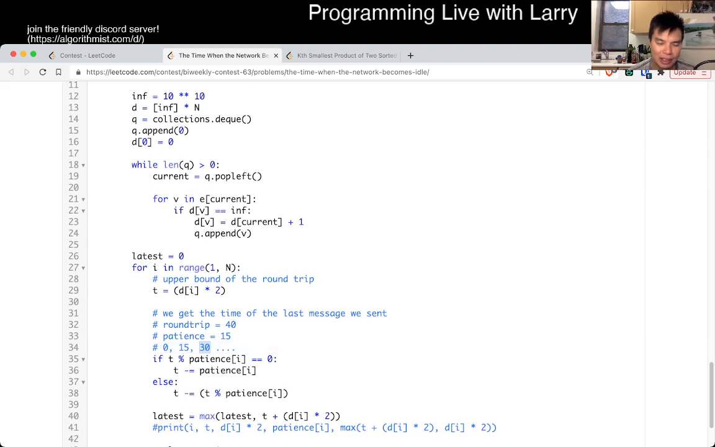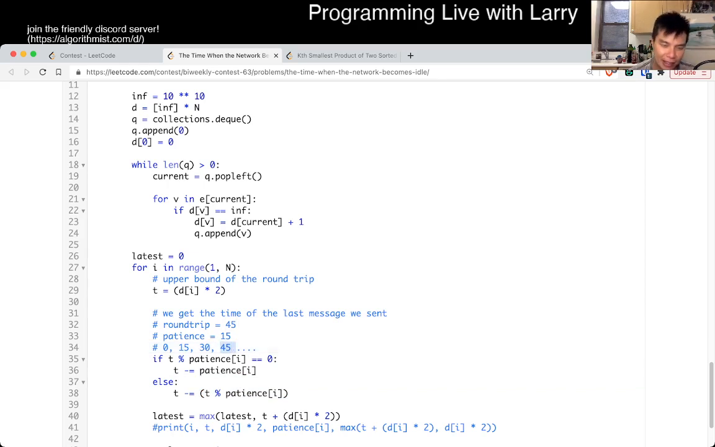That's basically what this part does. However, if it is equal, then you just get the previous one here. So for example, if this round trip is 45 now, then you get this. But of course, you don't want the 45, because you get the message back at 45, so you don't send a message at 45.